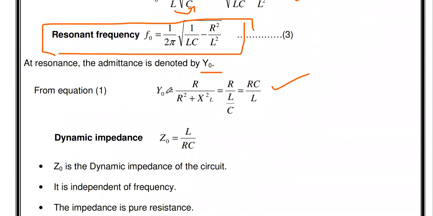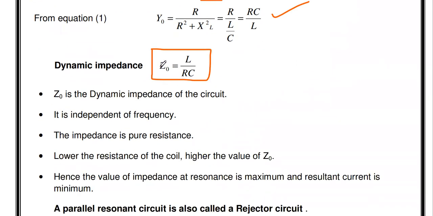So you see, the admittance is purely resistive in nature. It doesn't have any j component, any reactive component, only resistive. Therefore the dynamic impedance is nothing but the reciprocal of this dynamic admittance. So Z naught is equal to 1 by Y naught, so L divided by RC. This is the dynamic impedance of the second parallel RLC circuit.